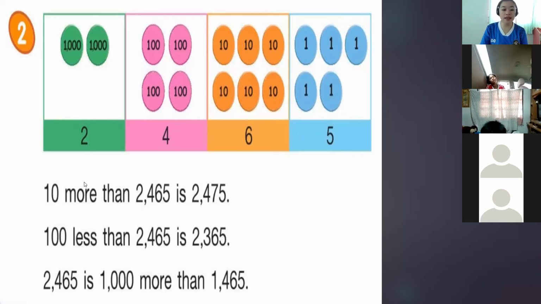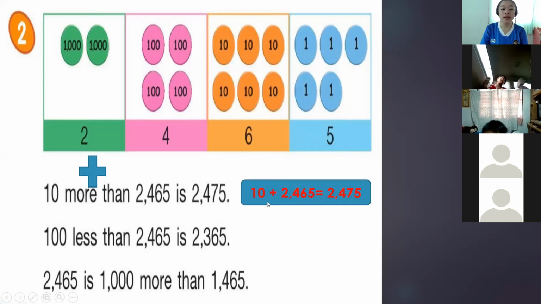One more time. When we say more than, this means it is addition. You're going to add 10 to 2,465. So it goes like this: 10 plus 2,465 is equal to 2,475. Okay, so more than, it means addition. So you're going to plus, you're going to add.